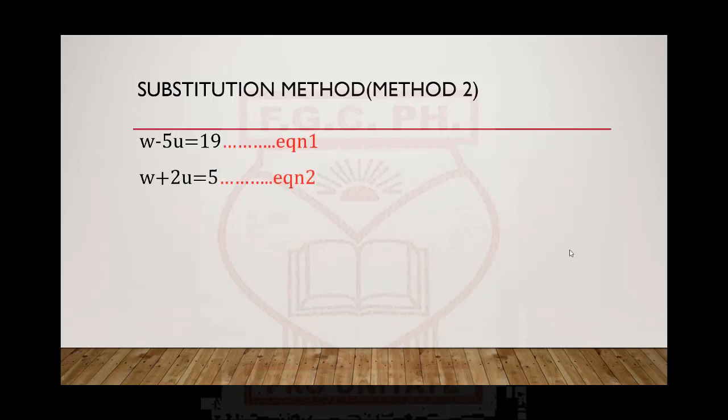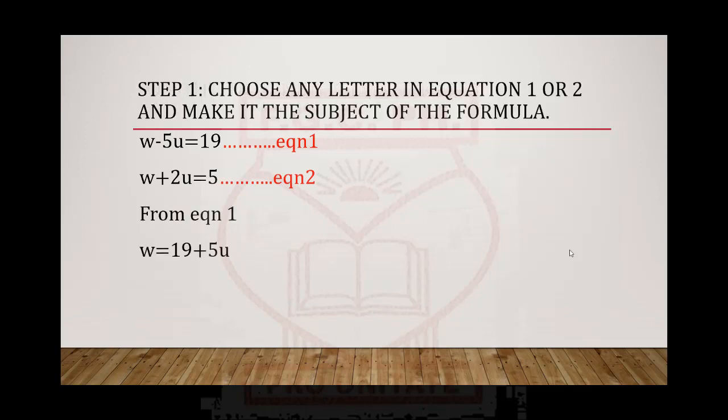Okay, so this is equation 1, this is equation 2. Now we're going to choose the W in equation 1. If we choose the W in equation 1, like I said, that means we're going to be substituting it into the W in equation 2. So we're choosing this, we're making it the subject of the formula. It becomes W equal to 19 plus 5U. So this is step 1. As you can see, choose any letter in equation 1 or 2 and make it the subject of the formula.